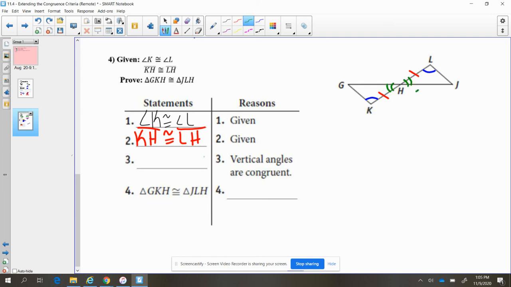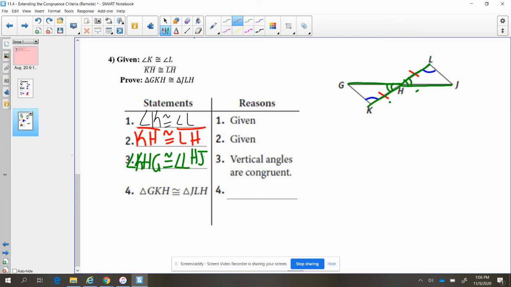And then last but not least, the vertical angles are congruent. That's the bow tie piece we have here. Now we need to be careful with this though, because we can't just say angle H is congruent to angle H because there are too many angle H's. So we need to make sure we name this correctly. One way we can name it is angle KHG is congruent to angle LHJ, because blue to H to unmarked, blue to H to unmarked, again lining up those corresponding angles. And again, vertical angles are congruent.